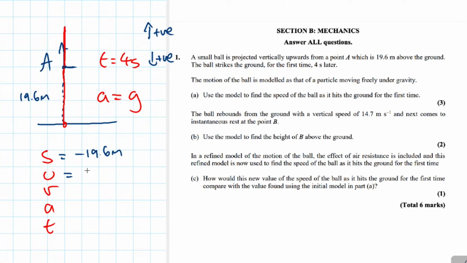U is equal to, we don't know. And in this one, we don't care because it's finding the speed of the ball as it hits the ground. Velocity is what I'm interested in. Acceleration is minus 9.8, and time is equal to 4.